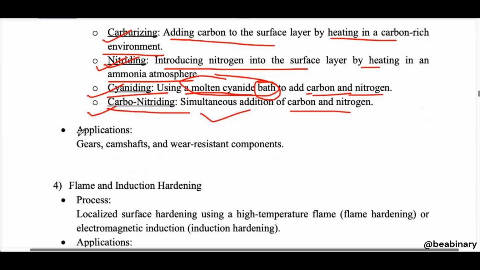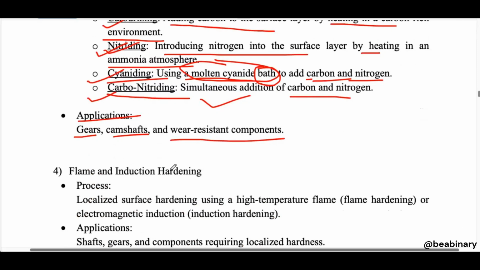Now we go with the application parts. Gears, camshafts, and wear resistant components, these are all the application parts.